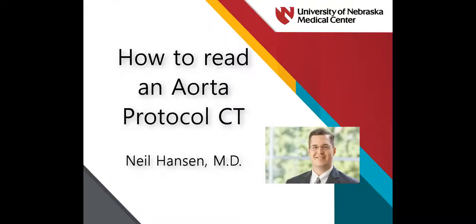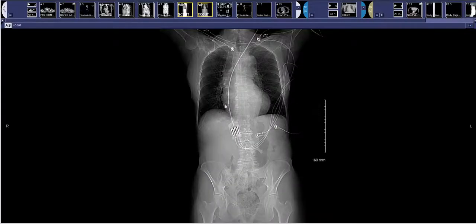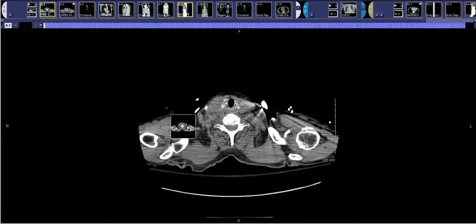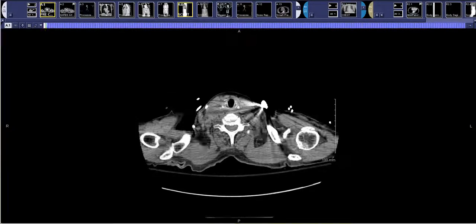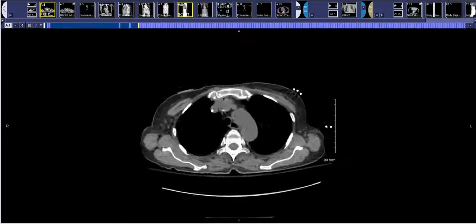I'm going to take you through the aorta CT and how to look at an aorta protocol CT scan. Initially you'll see there are several series up. Every acute aorta starts with a non-contrast series. That's usually the first thing the techs do, scan a non-contrast series, and the purpose of that is to look for an intramural hematoma.